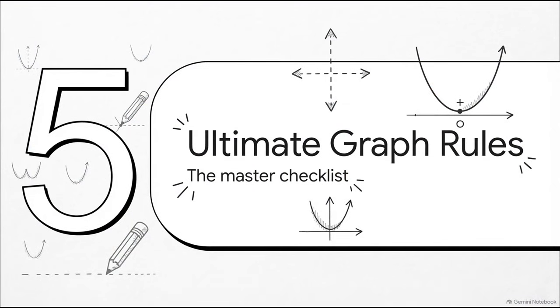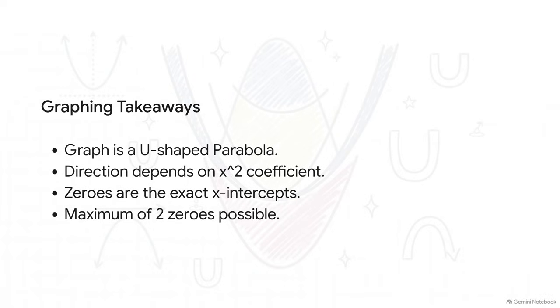And finally, part 5, the ultimate graphing rules. All right, let's wrap this up with the ultimate graphing takeaways. First, whenever you graph a quadratic polynomial, you're always going to get that smooth, U-shaped curve called a parabola. Second, whether it opens up or down depends entirely on the sign of that x squared coefficient. Third, finding the zeros visually is as easy as spotting the exact x-intercepts. And lastly, thanks to that degree of 2, you're looking at a maximum of 2 zeros.